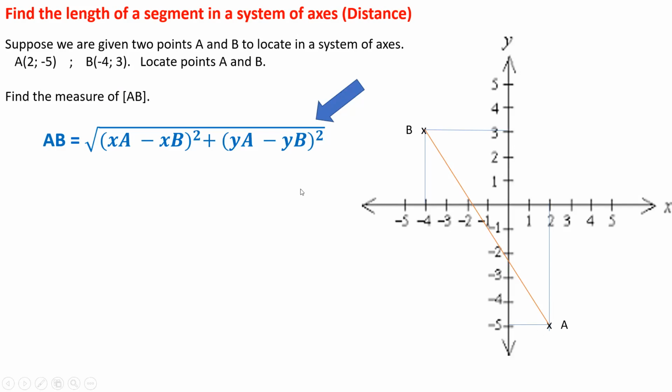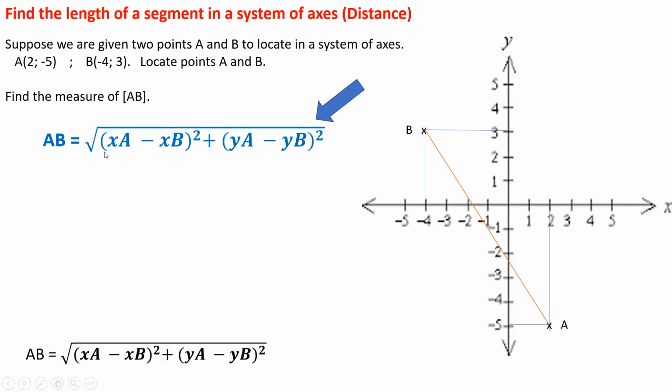Whatever the names of the points are, we write AB equals big radical of (XA minus XB) all of it squared, meaning abscissa A minus abscissa B all squared, plus (YA minus YB) all of it squared, ordinate A minus ordinate B all squared. This is a rule. You study this rule and you can change the names of the points. For example, for segment MN, we say (XM minus XN) squared plus (YM minus YN) squared.